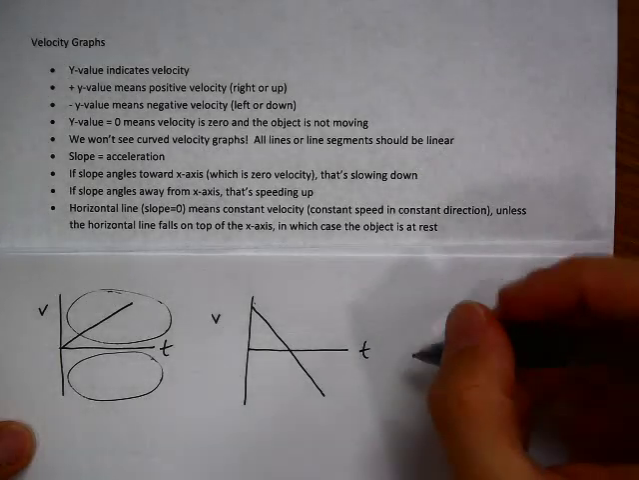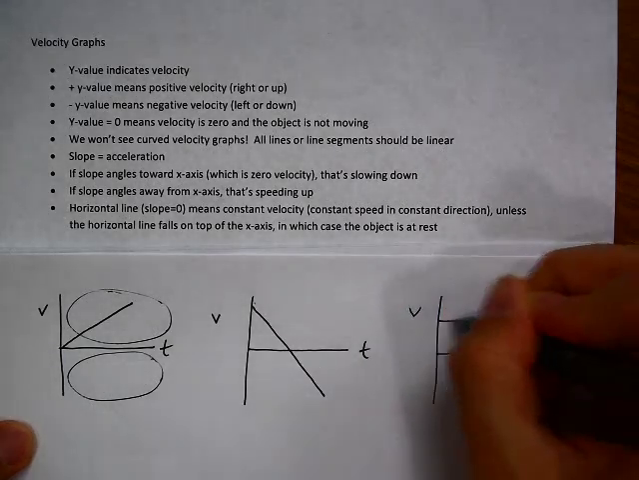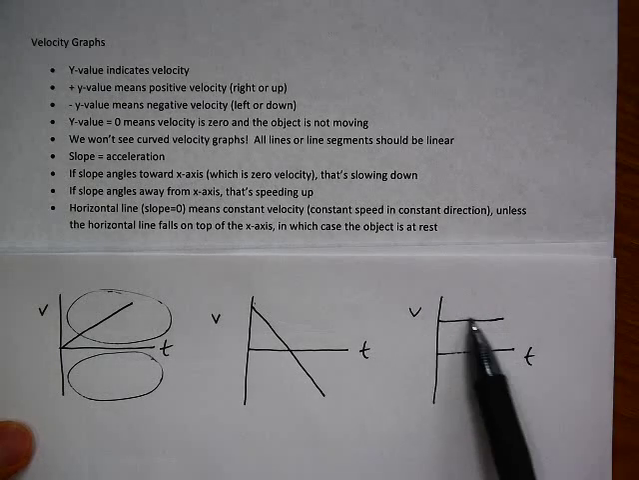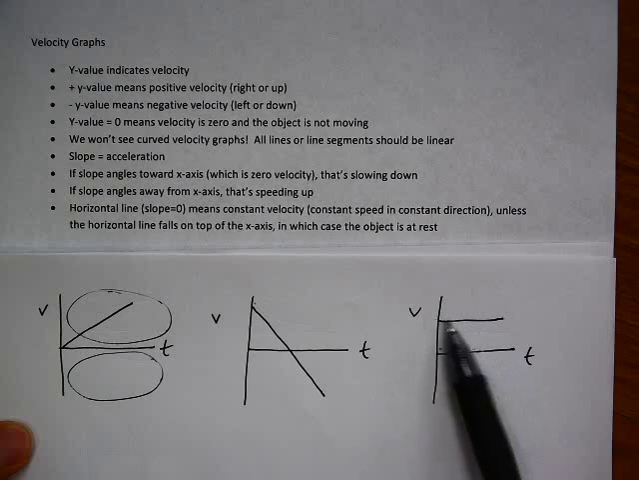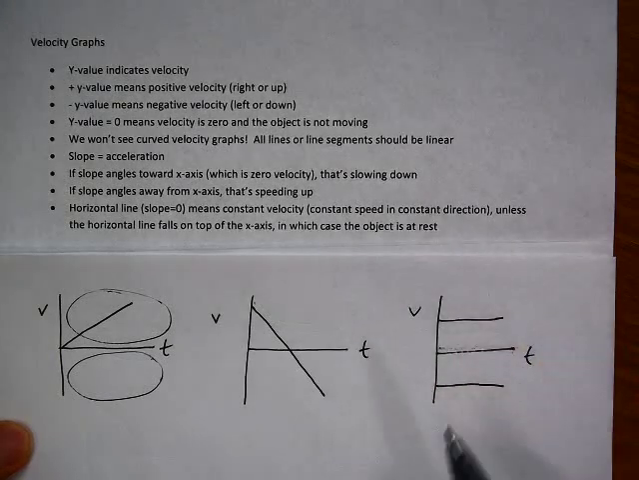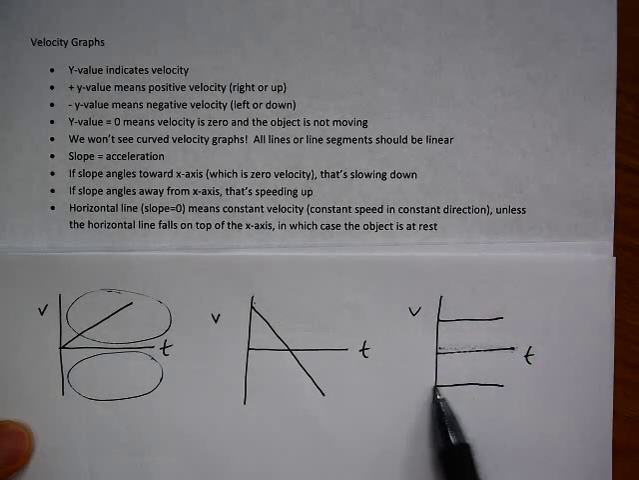What does a horizontal line mean on a velocity graph? It does not mean standing still. It means traveling at a constant velocity. Here is someone traveling in the positive direction at a constant speed. This would be someone traveling in the negative direction at a constant speed. They are not standing still.